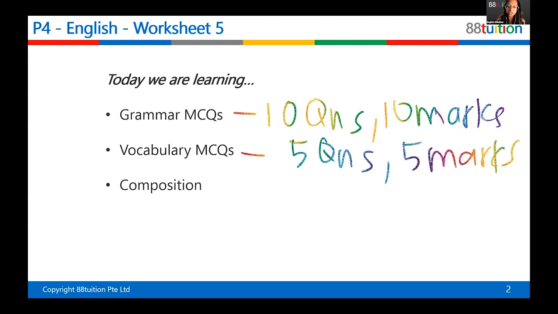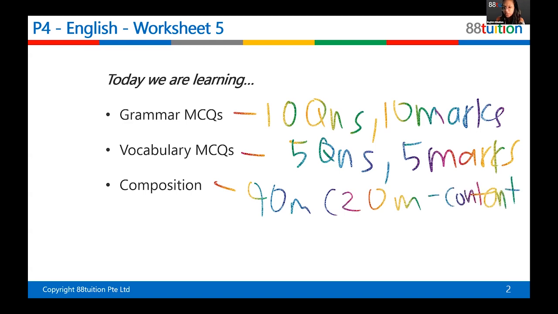And of course, composition for PSLE is 40 marks. I know for now in schools, they mark it as 20, so it's 10 for content and 10 for language. But for PSLE, it's 20 marks for content, and then 20 marks for language, which I will explain when I go to that section, okay? But for now, let's start with grammar.